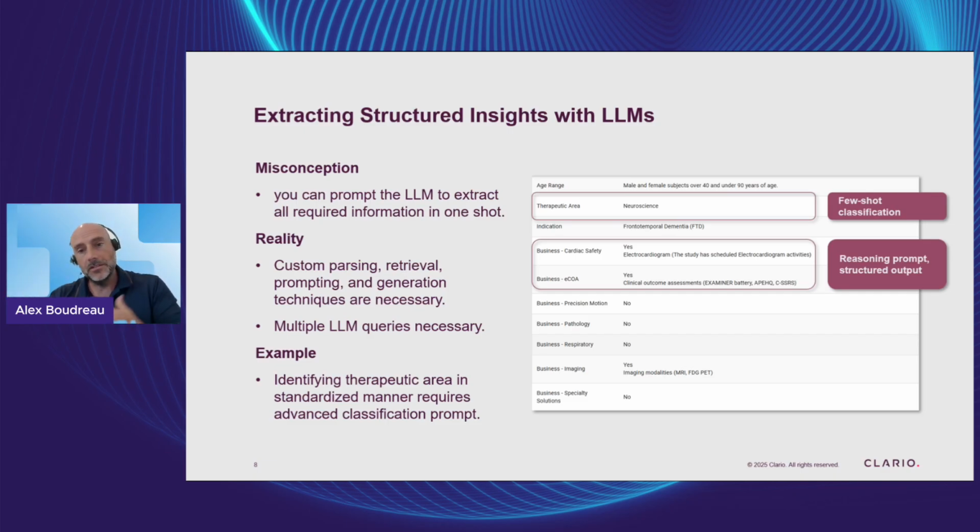Now, in some cases, there's some more complex analysis required. For instance, at Clario, we have different business units, and depending on the content of the study, we may be involved in that study. As a system, the information that is looked at is the endpoints and the different assessments in the schedule of events to determine if, yes, the business could be involved in that study. For that, we actually leverage a complex reasoning prompt and structured output to do that analysis.